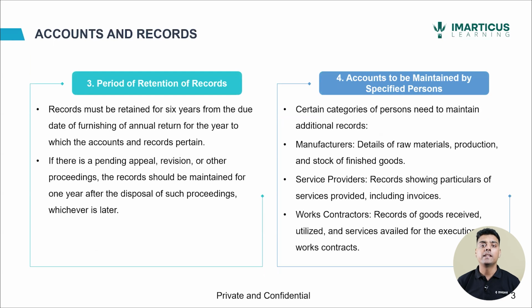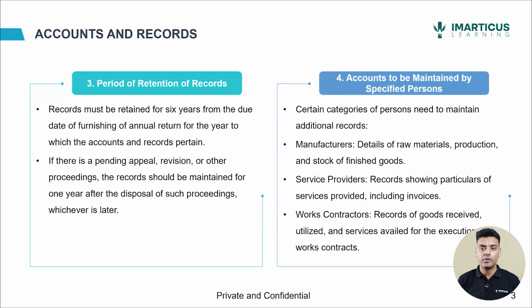However, in case there's any pending appeal, then you are supposed to maintain those books of accounts for 1 year post the disposal of such appeal, or 6 years, whichever is later. Example, you have a court case going on in year 3 which is settled in year 5. Then you need to maintain the books of accounts only for 6 years. But if you have a court case going on in year 5 and it is settled in year 8, then you will have to maintain the books of accounts up till year 9, which is 1 year post the disposal of that case.